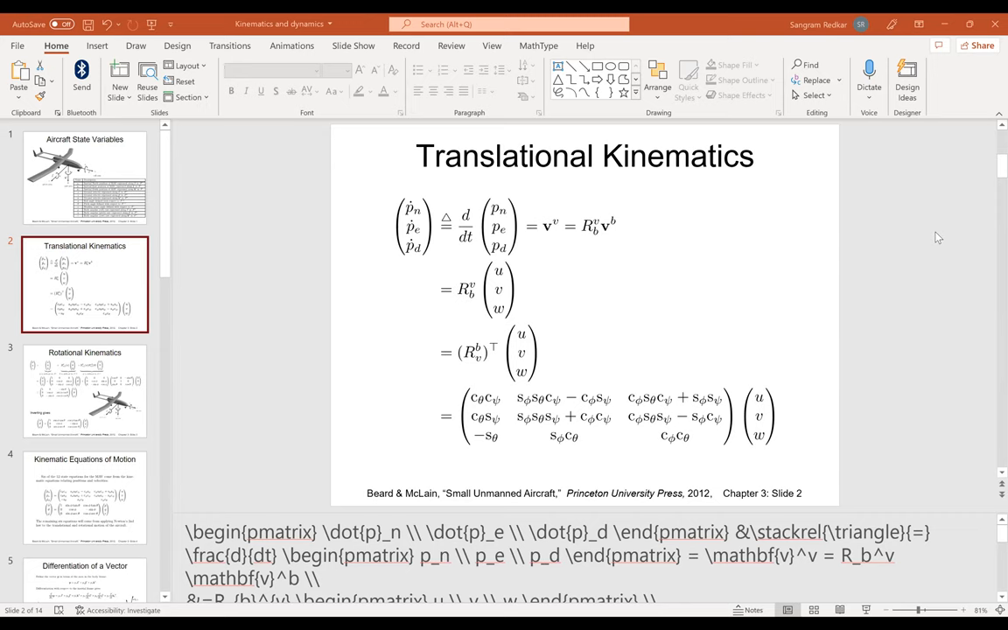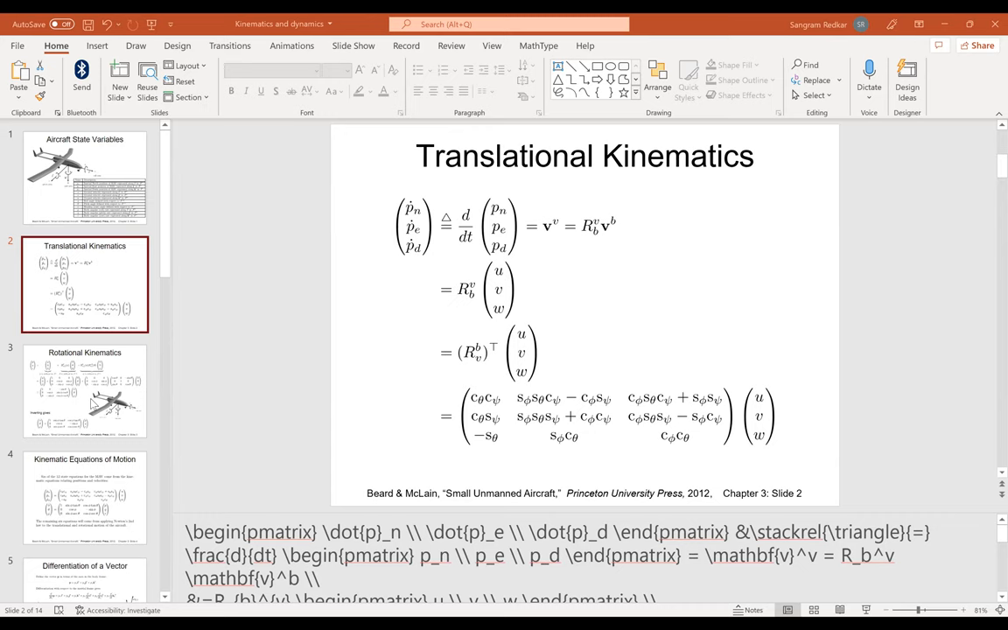Everyone understood this? One thing I want to clarify. If the aircraft is in level flight and the aircraft frame is aligned with the north-east-down frame, then the forward velocity of the aircraft would be equal to the ground velocity of the aircraft. The sideward velocity or sideslip velocity of the aircraft will be equal to the east velocity, and the downward velocity will be equal to the down velocity. But if the aircraft is at any other roll, pitch, and yaw angle, please understand that its U, V, and W will not be equal to PN dot, PE dot, and PD dot. Everyone understood this? That is super important.